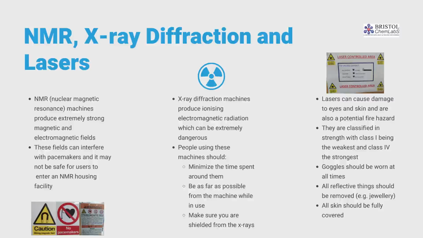X-ray diffraction machines produce ionizing electromagnetic radiation, which can be extremely dangerous. People using these machines should minimize the time spent around them, be as far as possible from the machine while in use, and make sure you're shielded from the X-rays with a material that blocks the radiation, such as lead.